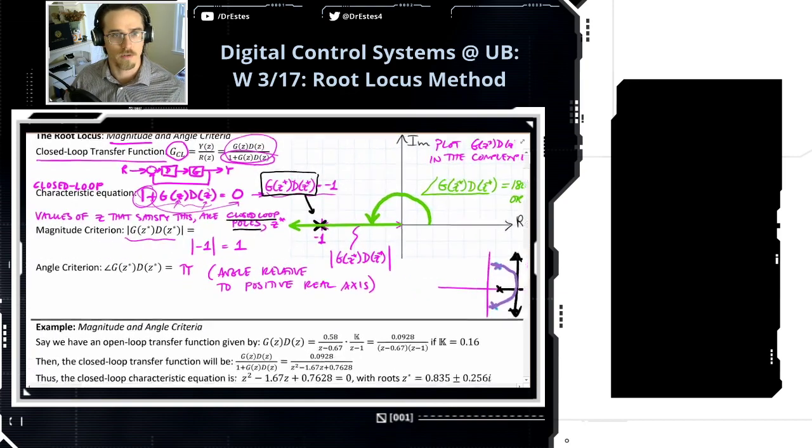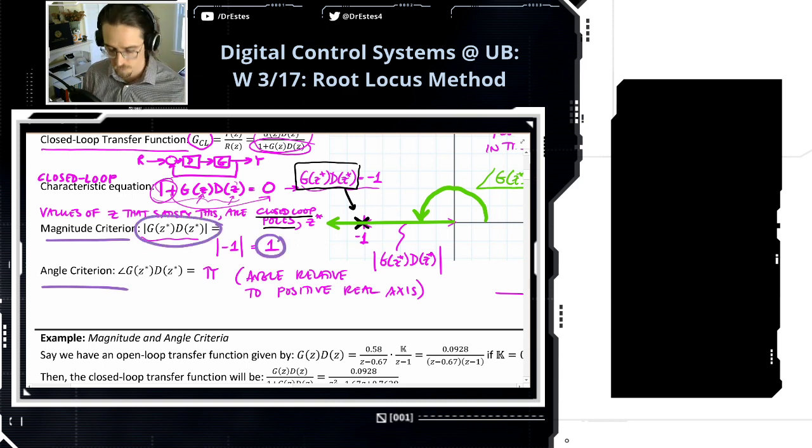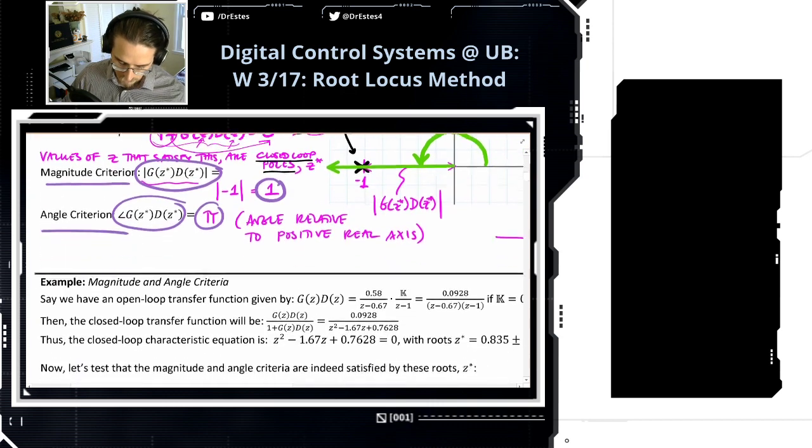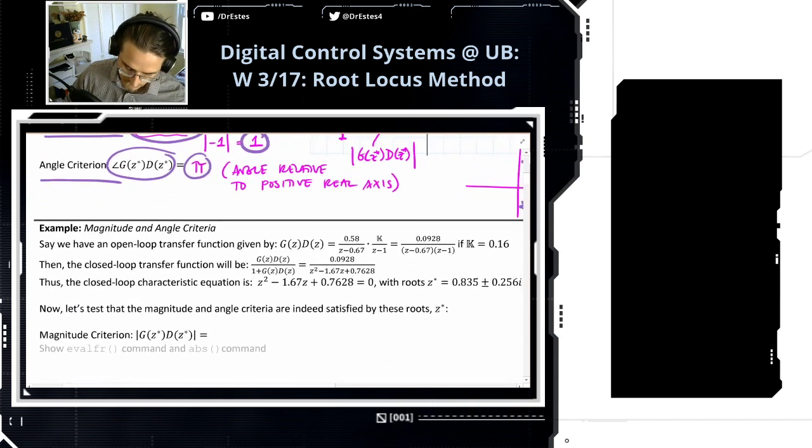But just for now, this is the magnitude criterion. This is the angle criterion. This magnitude has to be equal to 1 for a closed loop pole. This angle has to be equal to pi for a closed loop pole. Okay, so let's do an example because we'll show how this works more explicitly.